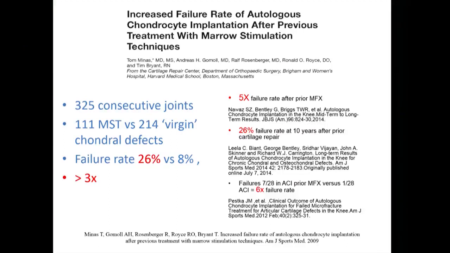So I think when you have a prior marrow stimulation technique and alteration of the subchondral bone, you need to think about what you're going to do next. Or if you're going to stay with ACI, you need to think about how to manage the subchondral bone or change techniques and go to an allograft.